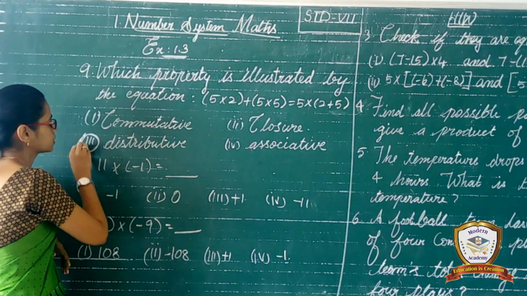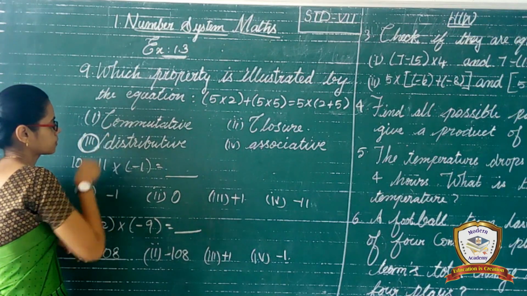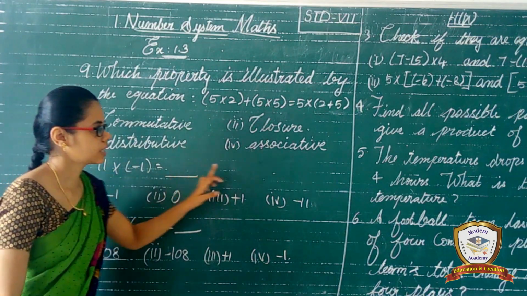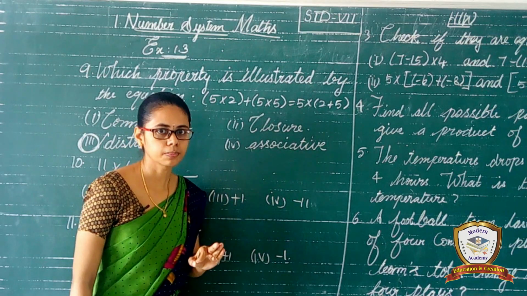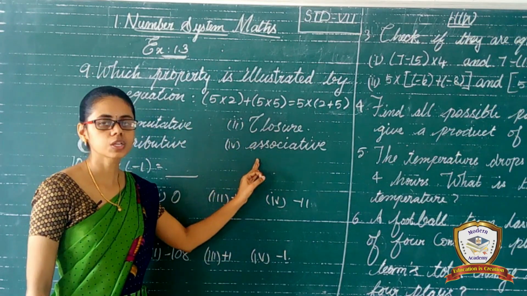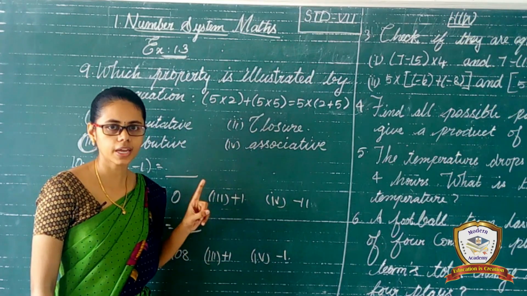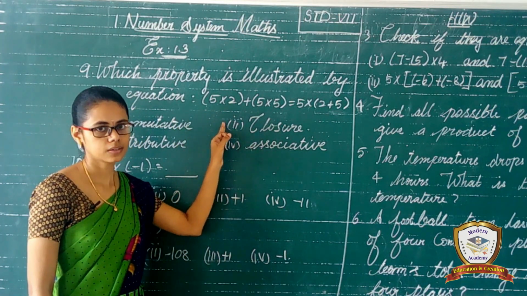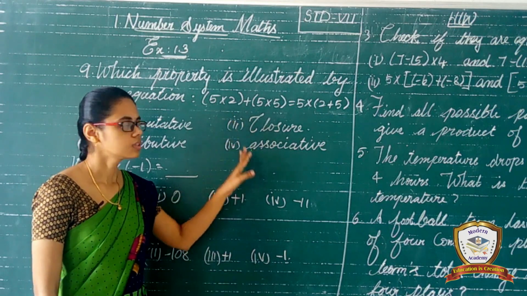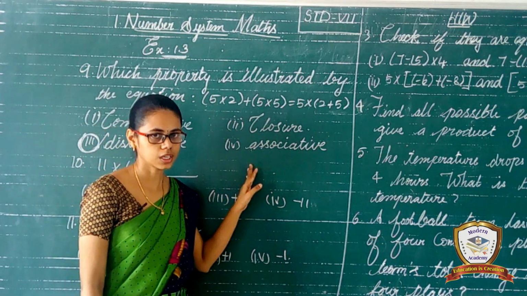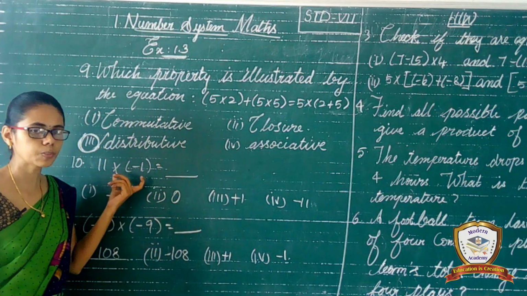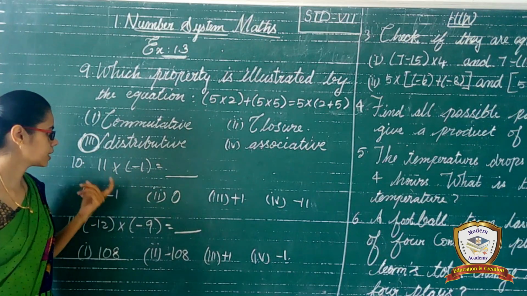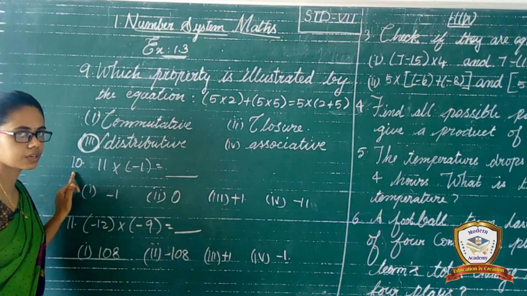So the answer, the third one, is right. And in the associative property we can take 3 numbers, but in associative only 1 operation we can use. But here we can see 2 operations, so the associative property will not come. So the final answer is distributive property. Okay, and next move to the second one.